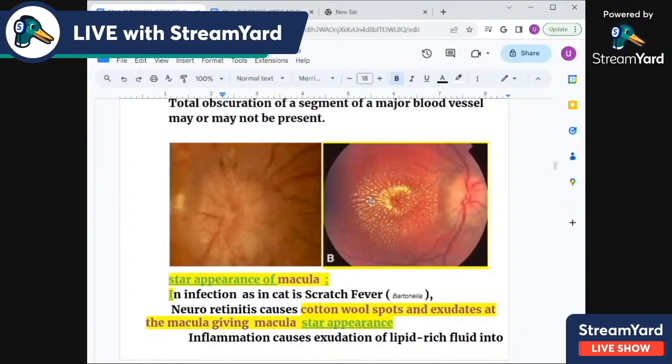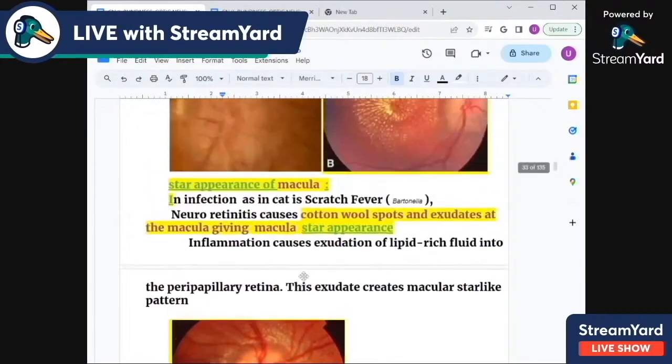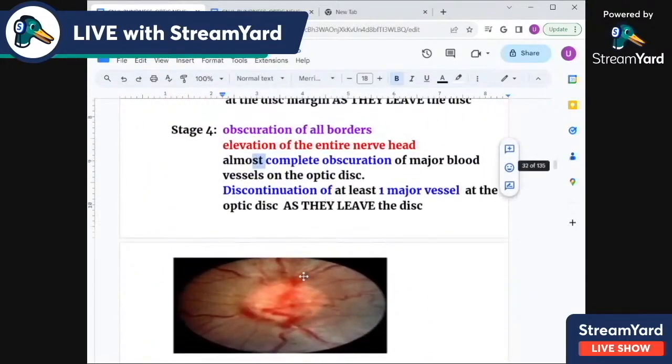And see this beautiful sign, this is known as star macula. This occurs in neuroretinitis in cat scratch disease, but it may also occur in papilledema and in diabetic and hypertensive retinopathy. The star appearance of the macula is due to leakage of lipid. These are the stages of papilledema.